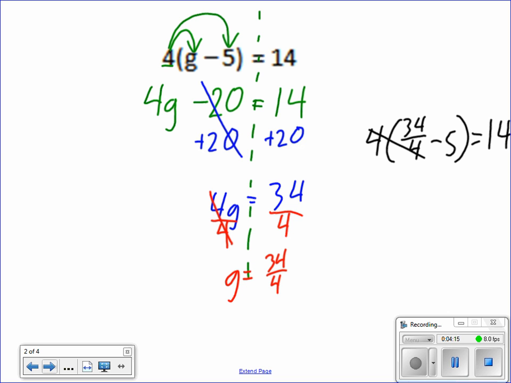Four times, distributing the 4 here, that's going to cancel and give me 34. 4 times the minus 5, minus 20. And 34 minus 20 is 14.